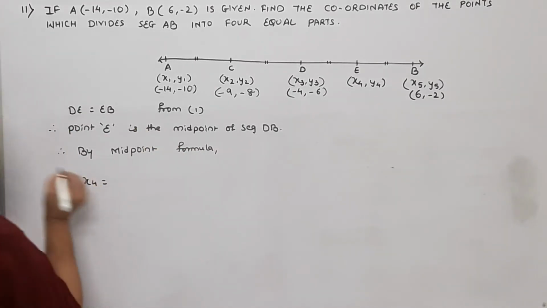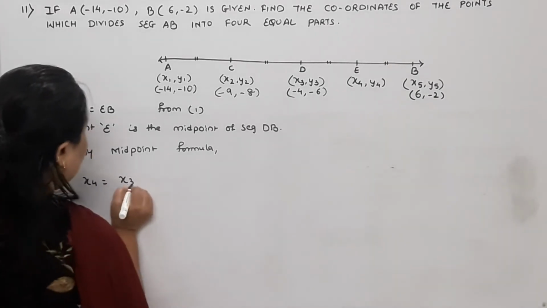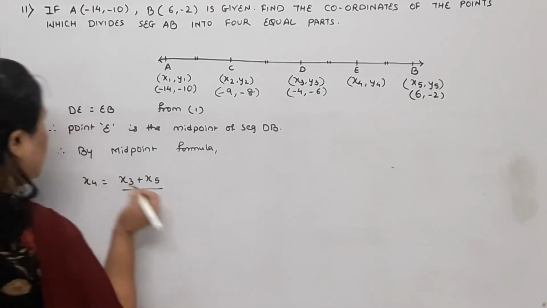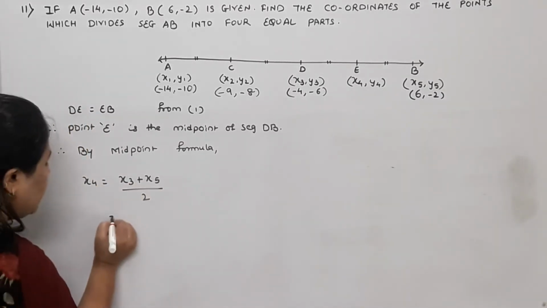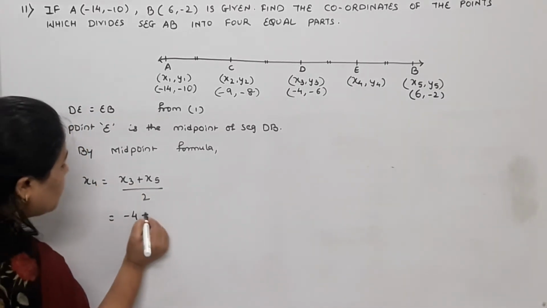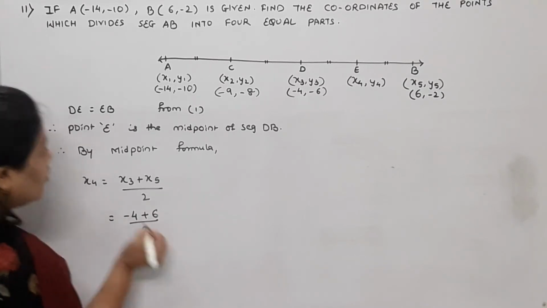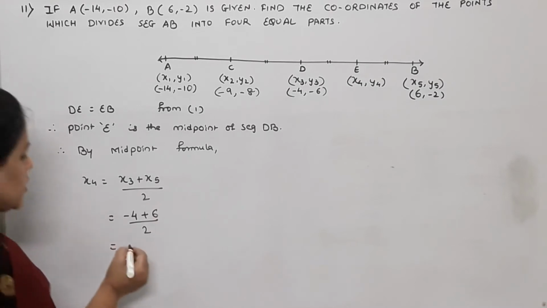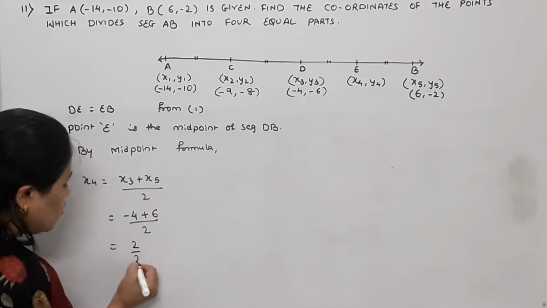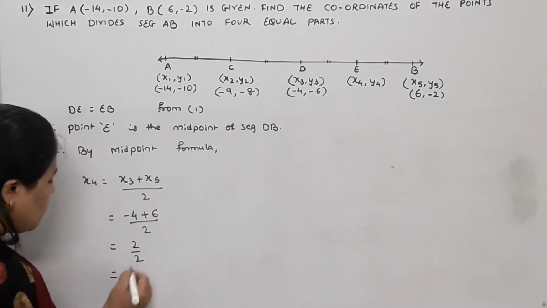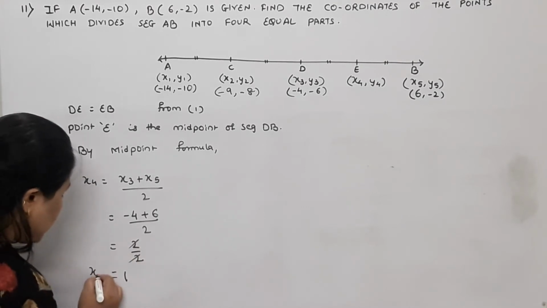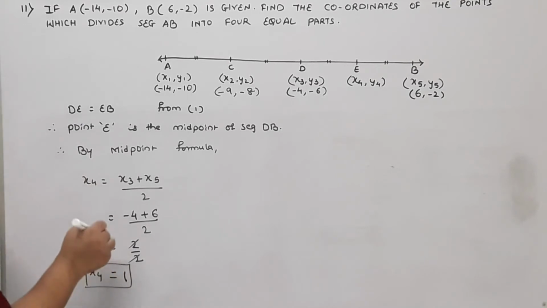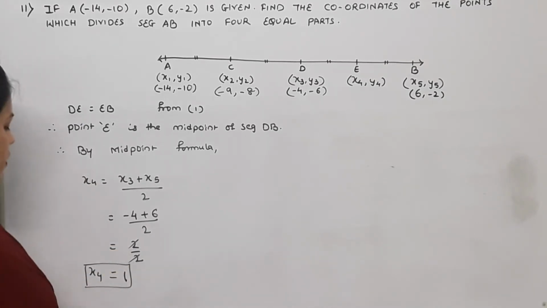x4 equals x3 plus x5 upon 2. Now what is x3? It is minus 4 plus 6 upon 2. Right? So, minus 4 plus 6 is 2. 2 upon 2 is equal to what? 1. So, x4 equals 1. We get the value of x4 as 1.